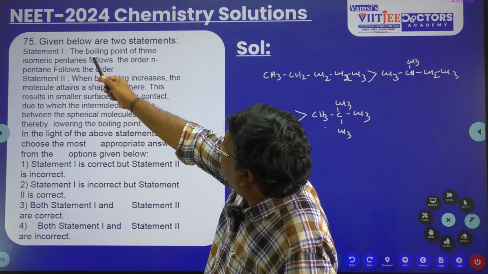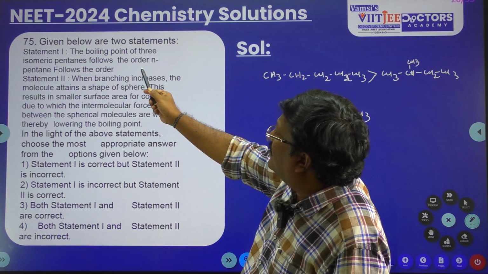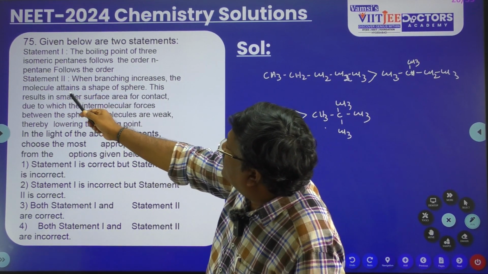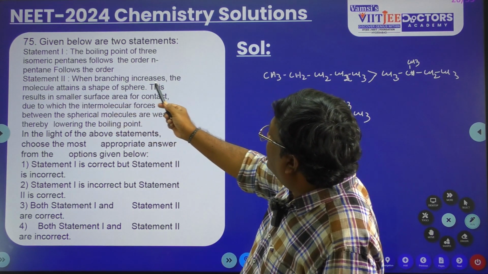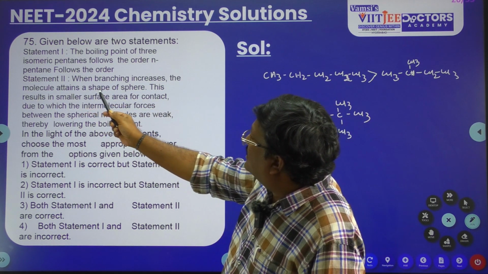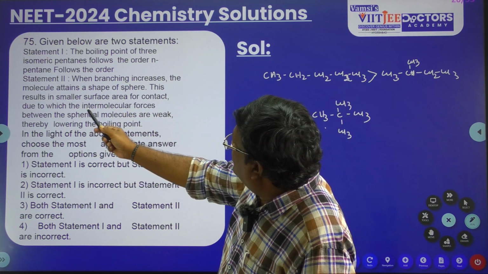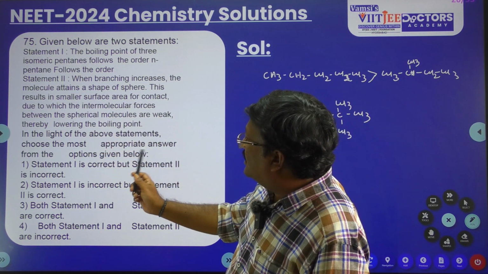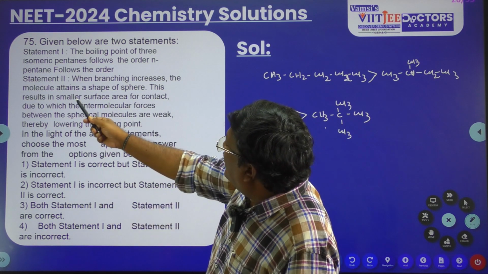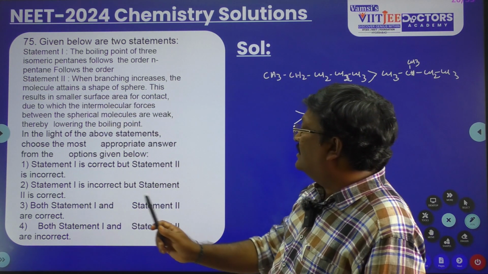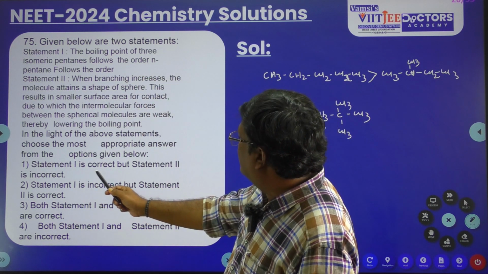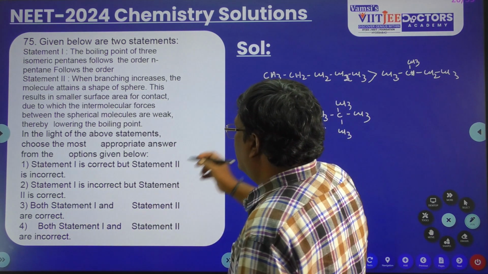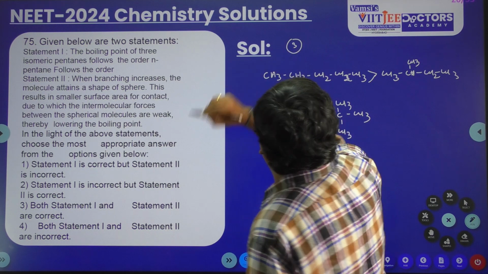What is statement 1? The boiling point of 3 isomeric pentanes follows the order n-pentane, isopentane, neopentane, right? Statement 2: when branching increases, the molecule attains the shape of a sphere, so the intermolecular forces between spherical molecules are weak. As the branches increase, boiling point decreases. Statement 1 is correct and statement 2 is also correct. Both are correct, given in the third option.